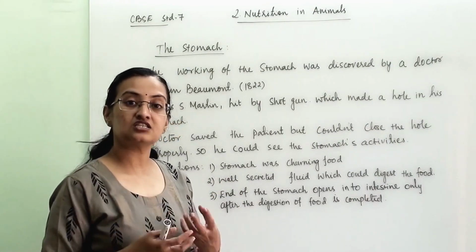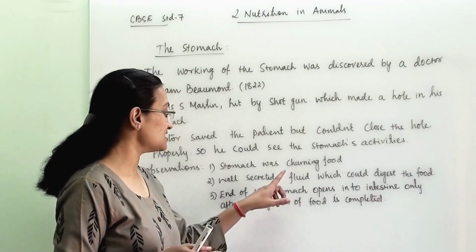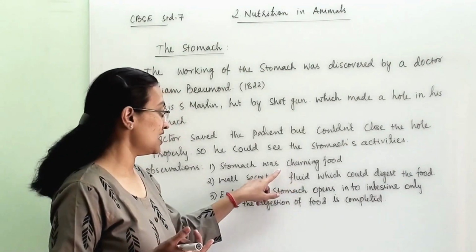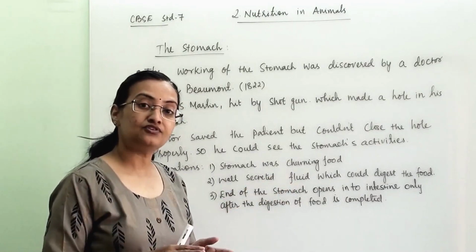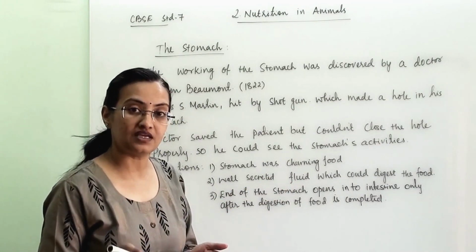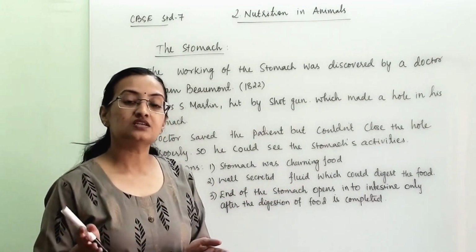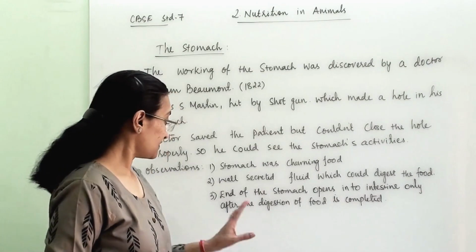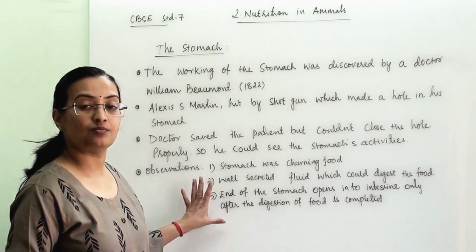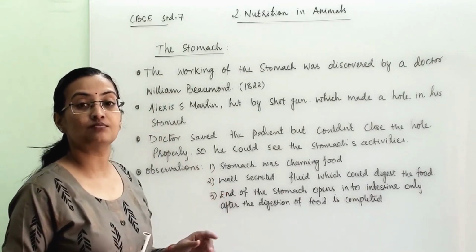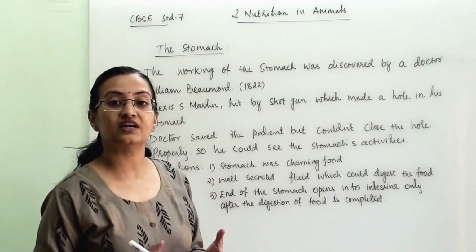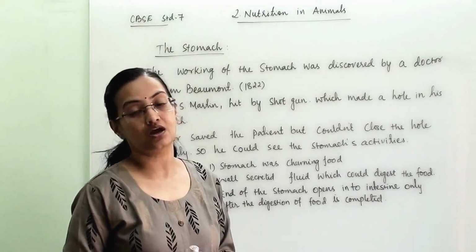First it is digesting the food properly, and how is it digesting? By secreting fluid and churning the food. After the digestion process is complete, the stomach opens up to the small intestine. So these were the observations made by the doctor, and this was the first time, in 1822, that we got to know how the stomach digests our food.